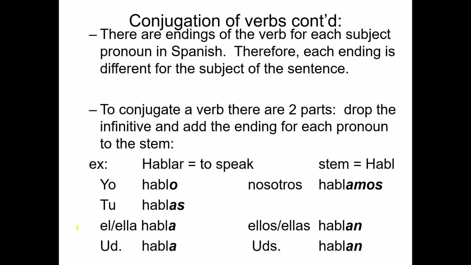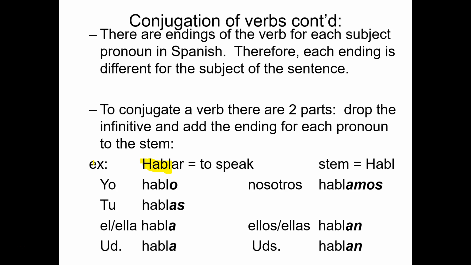and as we know, the stem of hablar is everything before AR. Everything before AR is the stem. So HABL. So the ending for the word yo is O. Tú is as, él, ella is a, usted is a, nosotros is amos, ellos, ellas an, and ustedes an.